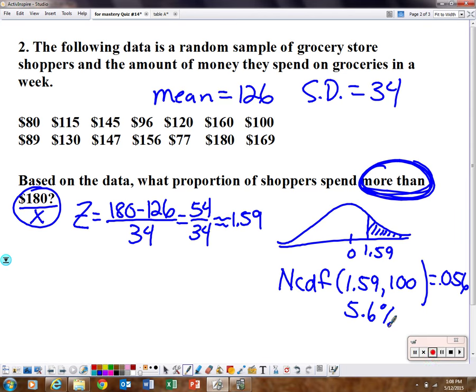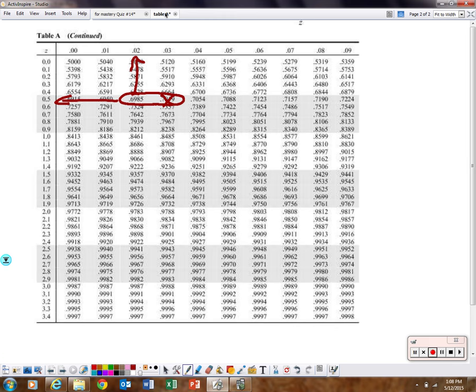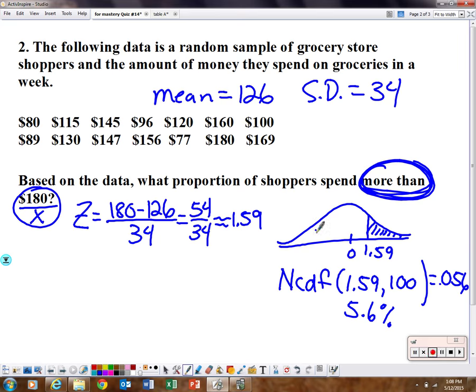Same thing if you use the table. Okay, so we're going to go to 1.59. Here's 1.5. Here's 0.9. We're going to go all the way across. We're going to come all the way down, and we see that it's 0.9441. Now, remember, that's the area to the left, 0.9441.